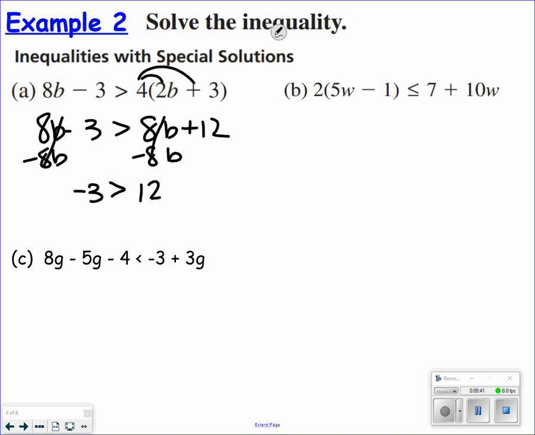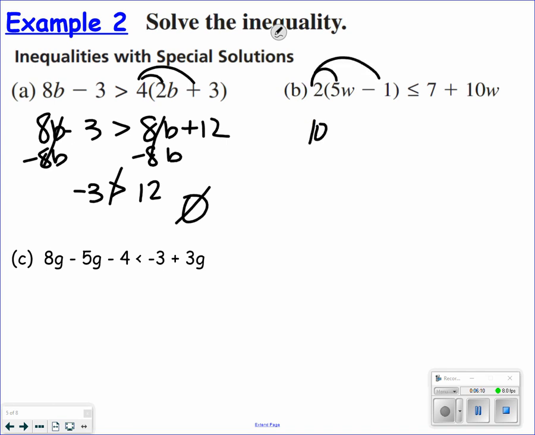So here's what you've got to ask yourself: is what's left true? Because if it is, then you're talking about all real numbers or infinitely many solutions. If the statement is not true, now you're talking about no solution. So is negative 3 greater than 12? The answer to that is no. Negative 3 is not bigger than 12, and so this is no solution.